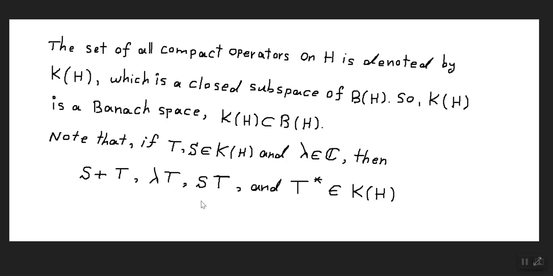This means the sum of two compact operators is compact. The scalar multiple of every compact operator is compact. The product, which means the composition of two compact operators, is compact. And more importantly, the adjoint of any compact operator again is compact. It means if T is compact, its adjoint T star is also compact. So I think this is enough, a kind of introduction to compact operators.